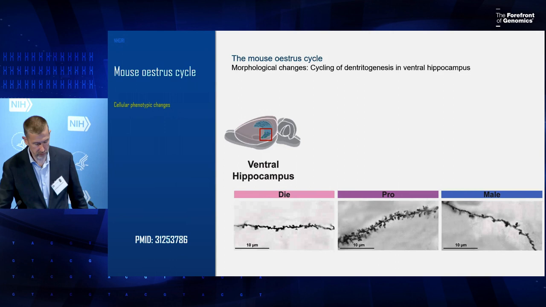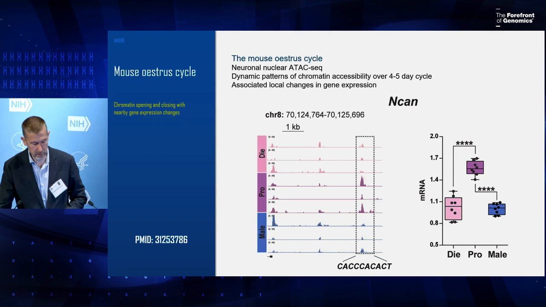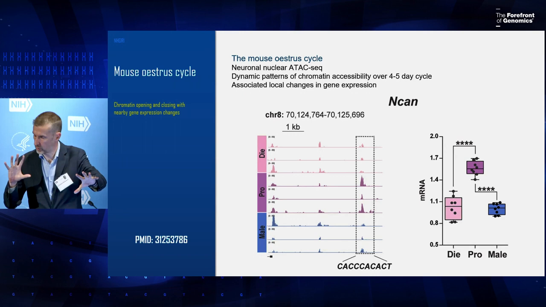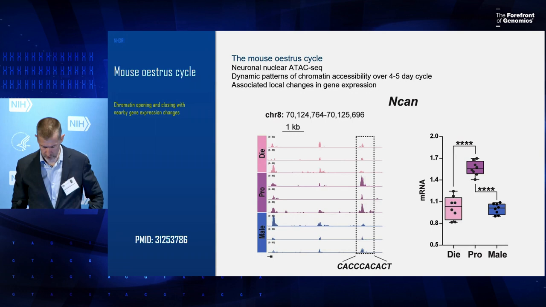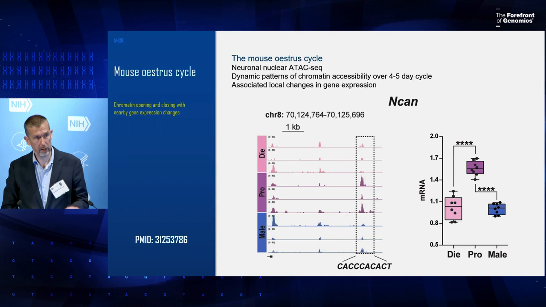So we helped her with the ATAC-seq on the nuclei that were NeuN positive, so neuronal nuclei from the ventral hippocampus. And what we saw there was some loci were starting off closed and becoming open. Others were open and becoming closed. And this was happening over a four-day period, a really beautiful demonstration of the dynamism that can happen in these cells that are fixed in the brain. It's not like they're circulating cells and being replaced by other cells. And the genes nearby were increasing and decreasing their expression as part of this process.